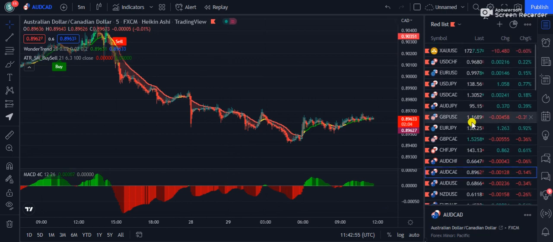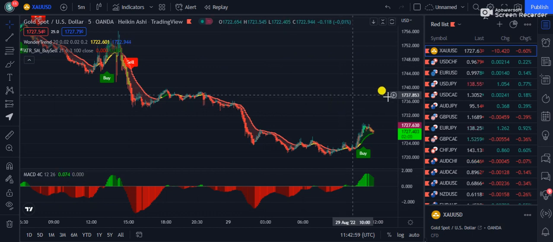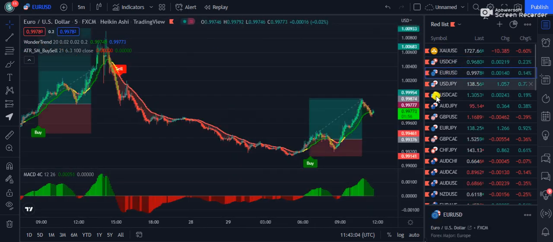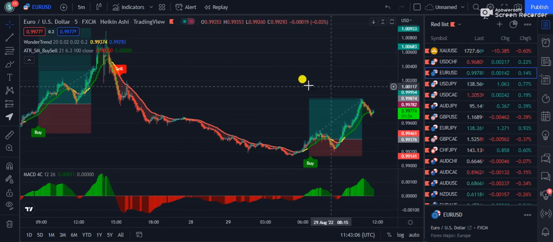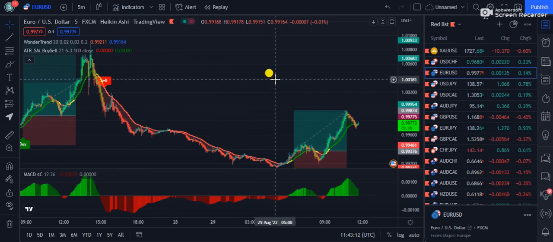So guys, overall I mostly concentrate on gold. The performance is the very best, and USD CHF and Euro USD, that's what I personally like. So you can also do profitable trading using this combination, and this combination is getting very high success among the traders.